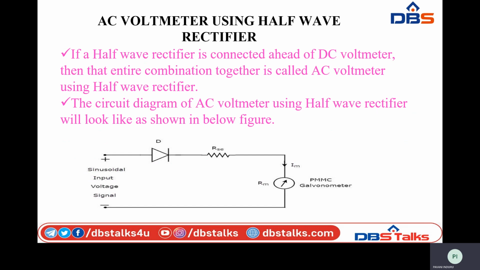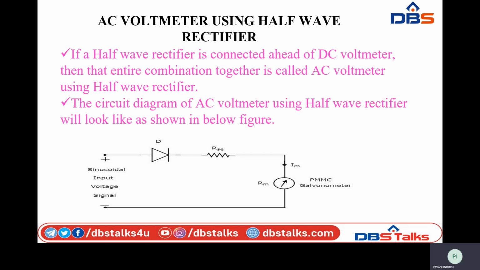Circuit diagram of the AC voltmeter using half wave rectifier. As I have mentioned, the PMMC galvanometer in series with the series multiplier will work like a DC voltmeter that we know. So what is the difference between DC and AC voltmeters? We are going to use here a half wave rectifier element, that is nothing but the diode. A single diode is used, and that is why it is known as the half wave rectifier AC voltmeter.